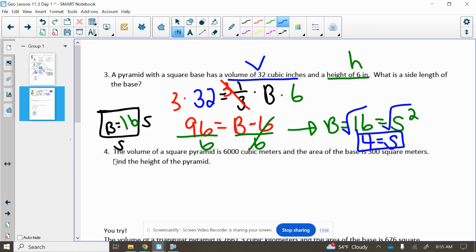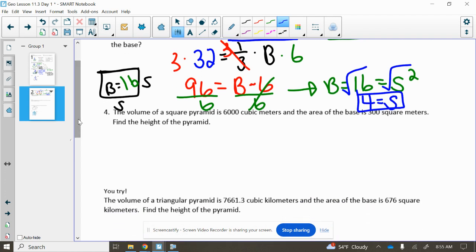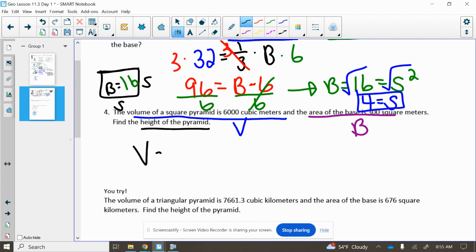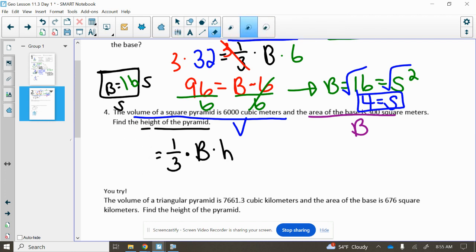On our next example, they are giving us again that the volume of our pyramid is 6,000. And this time they're telling us that the area of the base, big B, is 300. We want to work backwards to find the height of the pyramid. So again, we know that our volume equals 1/3 area of the base times the height. This time we are given the volume to be 6,000, and we are also given area of the base is 300.